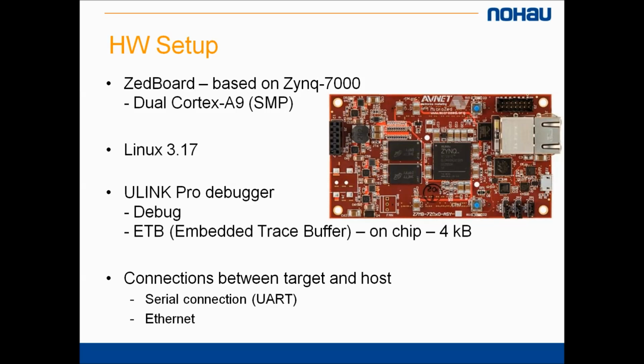So my hardware setup. I'm using a SED board, which is based on the Zynq 7000. It has a dual Cortex-A9, so it has two Cortex-A9 cores. On top of that, Linux 3.7 is running. To my target, I have connected my ULINK Pro debugger. So this will be able to perform debug, and I will also be able to read the embedded trace buffer, which is a 4K buffer that resides on the target to collect trace.